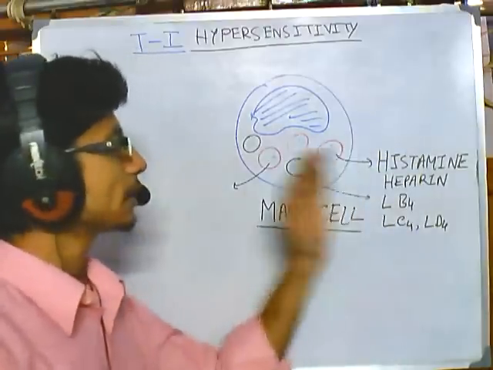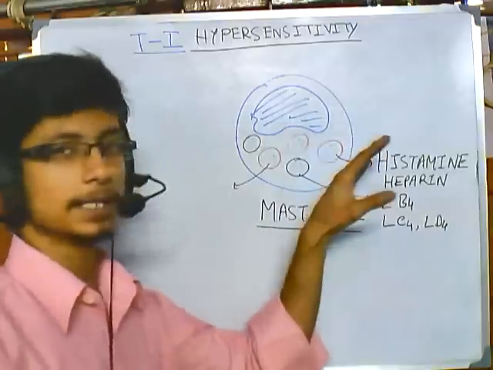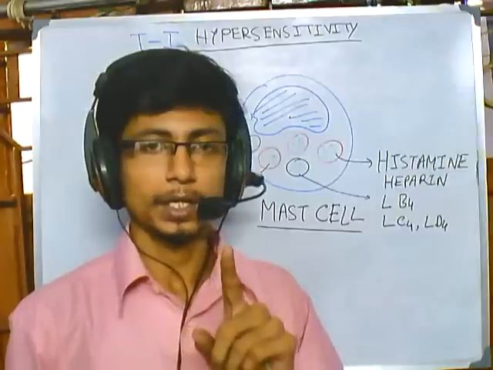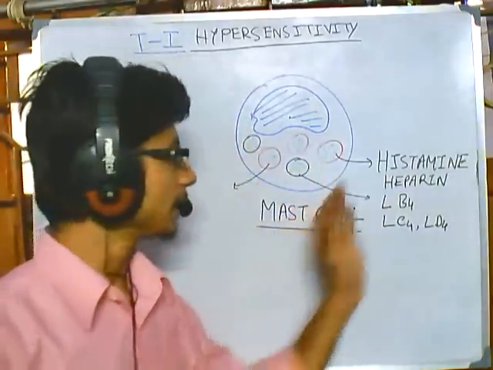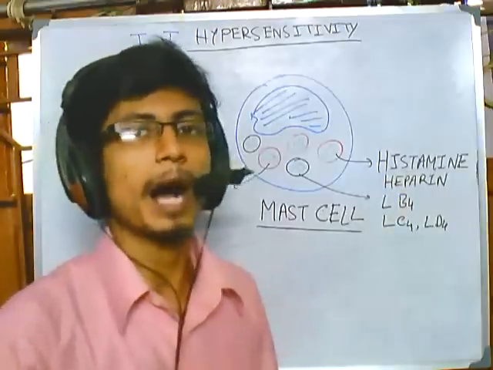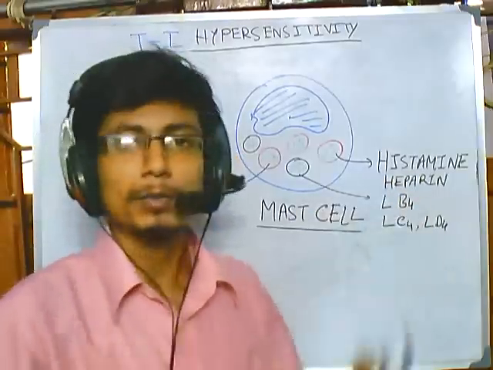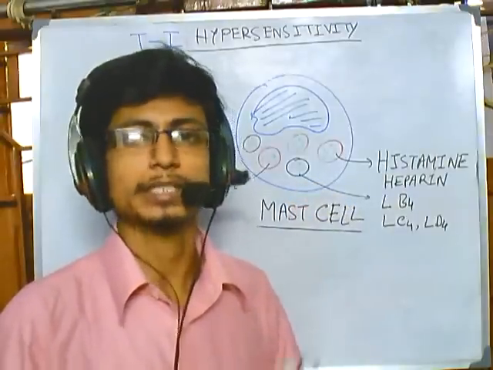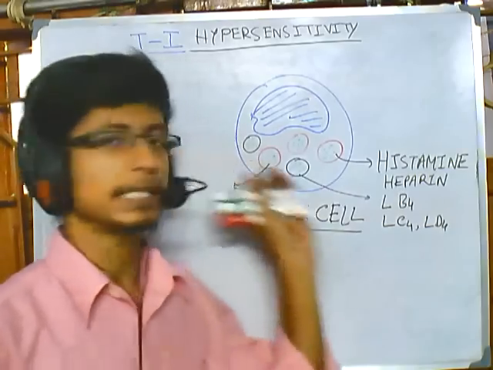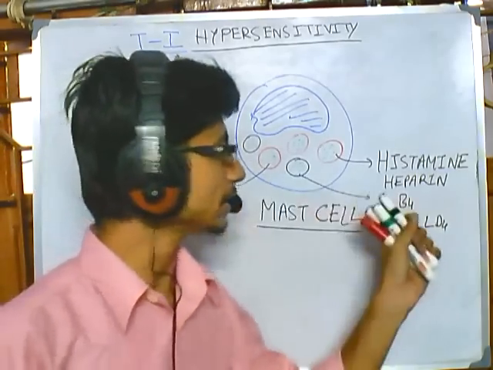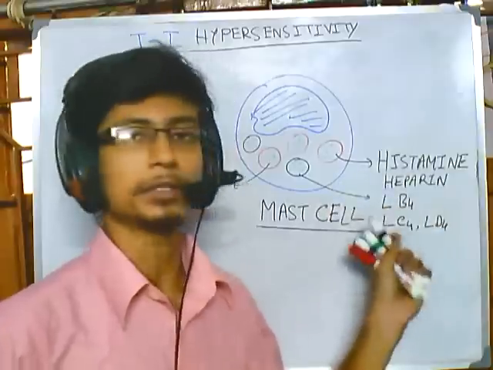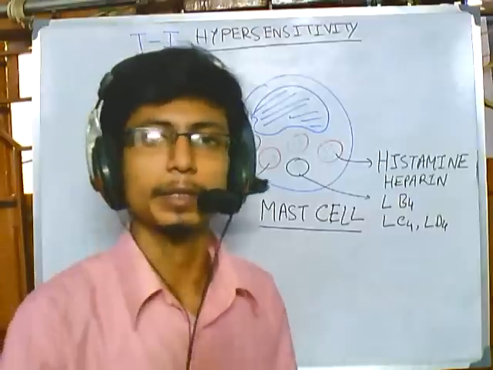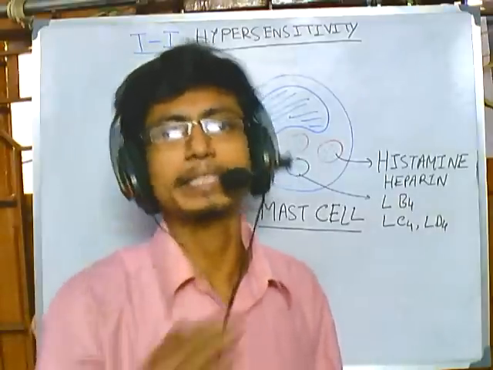These are the mediators that will come out from the mast cells when the mast cells are activated. Remember, when the mast cells are activated, these chemical mediators will spill out. Out means where the mast cells reside. They reside in our tissues. So mast cells are in tissues, and they will release these mediators: histamine, heparin, leukotriene B4, C4, and D4. These mediators, serotonin, heparin, will go and start damaging our tissue.